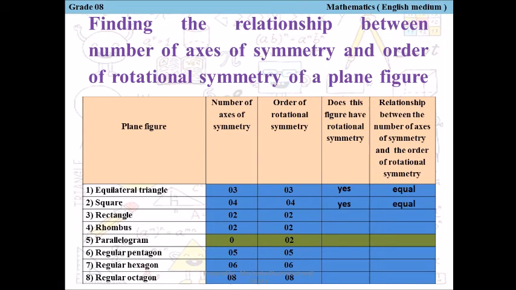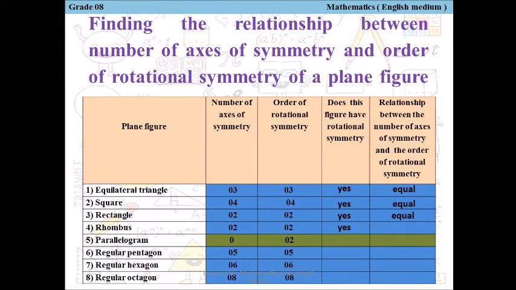Now we move to rectangle. Number of axes of symmetry is 2. Order of rotational symmetry also 2. Does this figure have rotational symmetry? Yes. Relationship between the number of axes of symmetry and the order of rotational symmetry is equal.